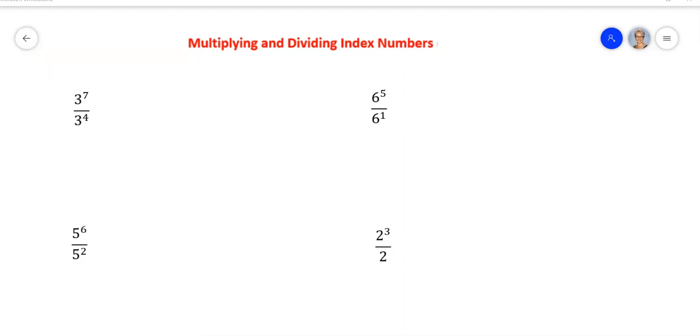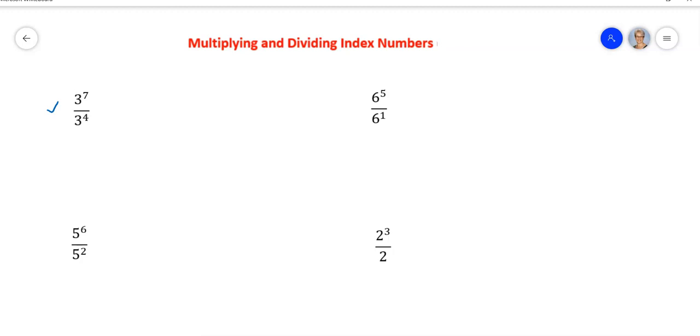In this video, we're going to be looking at dividing index numbers, and again, looking at the special number patterns that we see when we are dividing. Now, let's look at this first example that we've got here: 3 to the power of 7 divided by 3 to the power of 4. Remember, when we have a number over another number with a line in between, it means division. So we're saying 3 to the power of 7 divided by 3 to the power of 4.